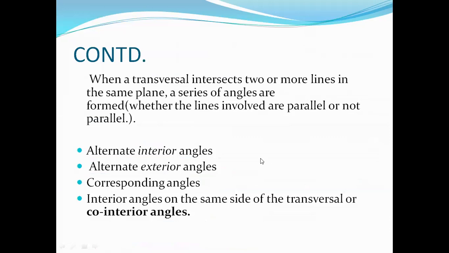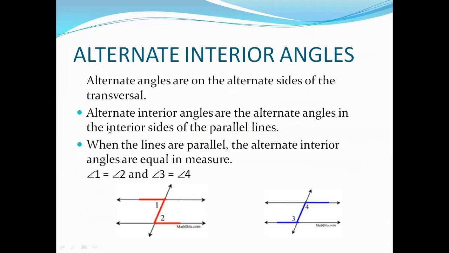So when a transversal intersects two or more lines, a series of angles are formed. Here, the two or more lines may or may not be parallel. The angles that are formed are alternate interior angles, alternate exterior angles, corresponding angles, and co-interior angles. Co-interior angles are also known as interior angles on the same side of the transversal. Let us learn these angles one by one.